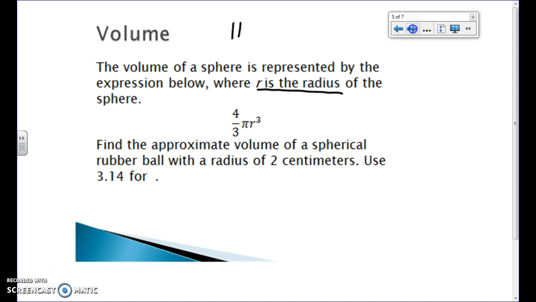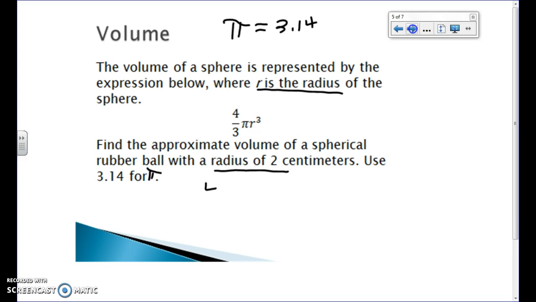You may or may not be familiar with this symbol. It's in the back of my room on a poster. It's called pi. And pi is an irrational number. It goes on forever, but we have an approximation for pi, and we're going to call it 3.14. So I'm going to substitute the decimal 3.14 in for pi. It says find the approximate volume of a spherical rubber ball with a radius of 2 centimeters. Radius of 2, use 3.14 for pi.